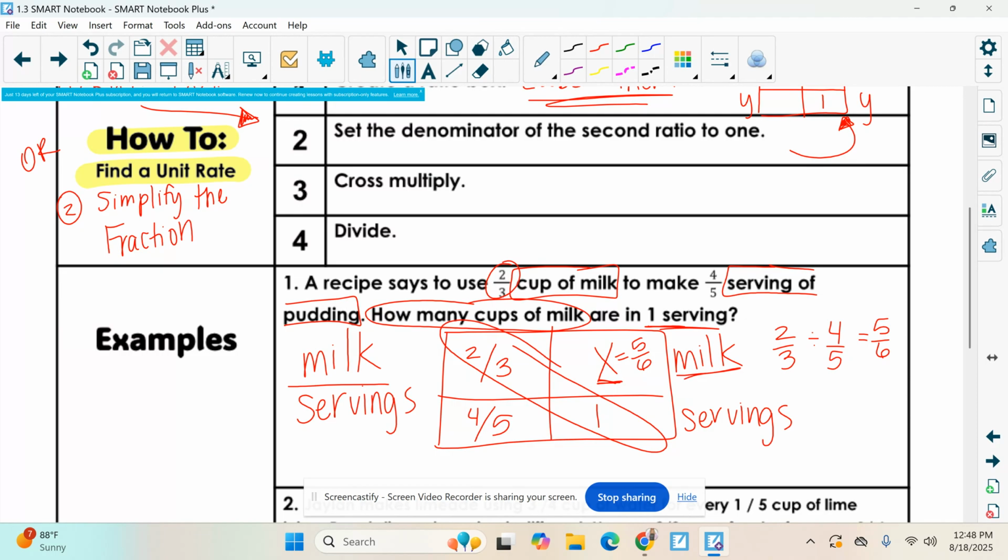That's also why we label it, so we remember what we're looking for. So 5/6 cups of milk per serving. There's our answer. So if I need to make 1 full serving of pudding, how many cups of milk do I need? 5/6 cups of milk.